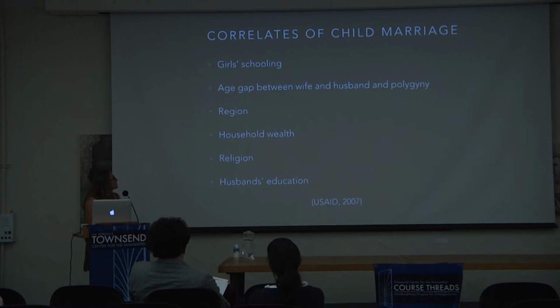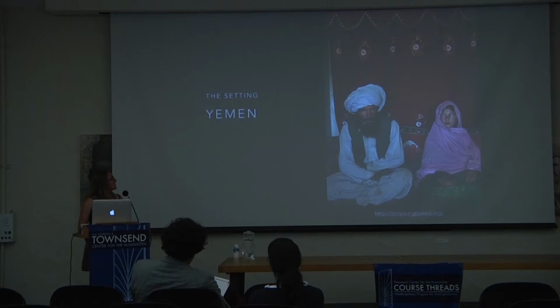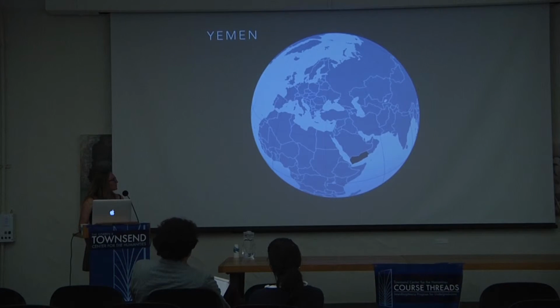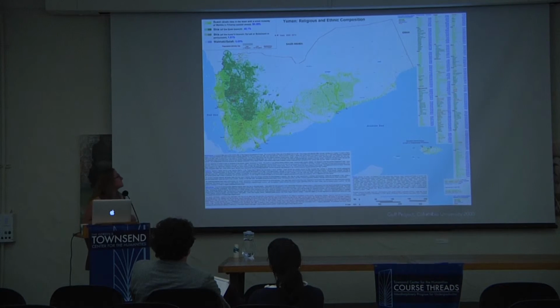So we have education, girls' schooling, the age gap, which can be 73 years in some cases in Yemen. We have region, we have wealth, we have religion, we have husband education. So let's look at Yemen for a second. I'm going through this as fast as possible. There's a lot to learn.